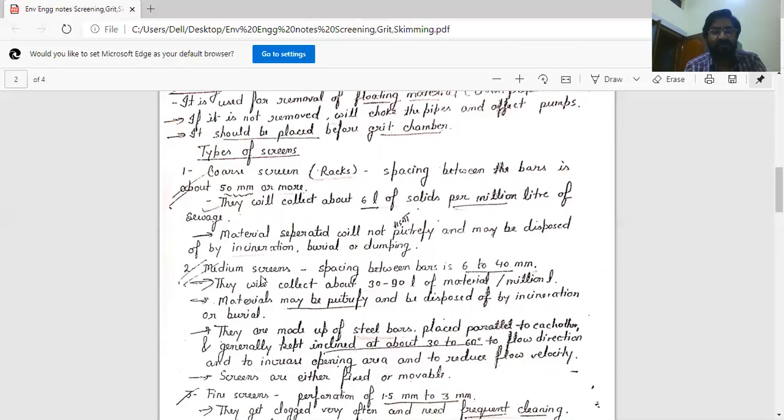Second is medium screens. In medium screens, the spacing between bars is 6 to 40 mm. In coarse screen, spacing is 50 mm; in medium screen, spacing is 6 to 40 mm. Medium screens collect about 30 to 90 liters of material per million liters of sewage. The materials may putrefy or decompose anaerobically, and are disposed of by incineration or burial in ground or earth.